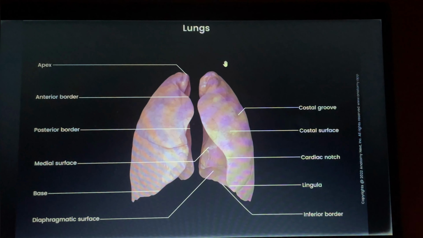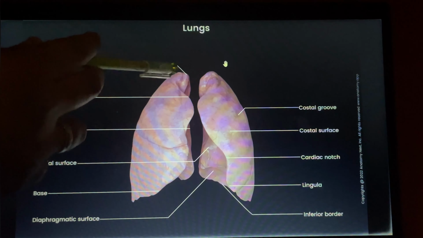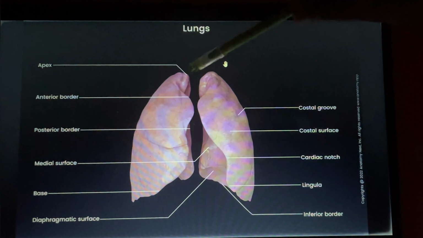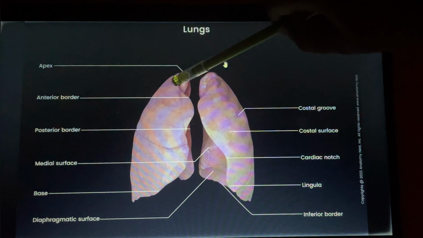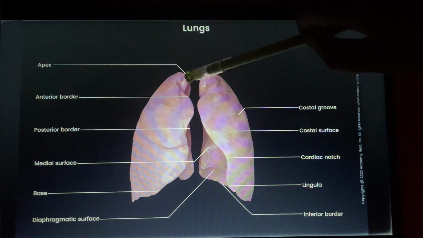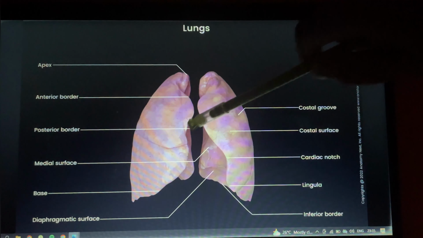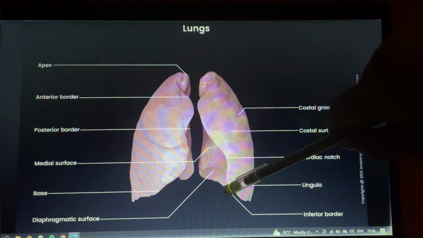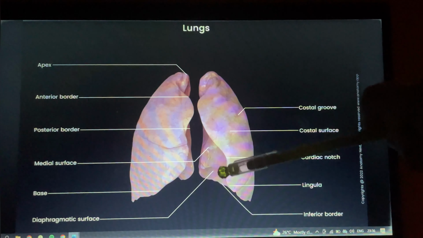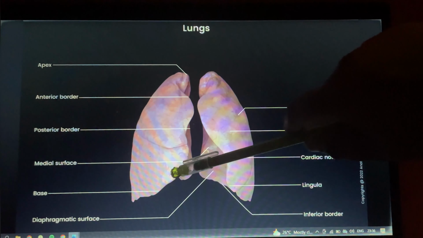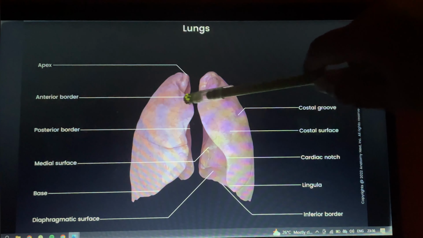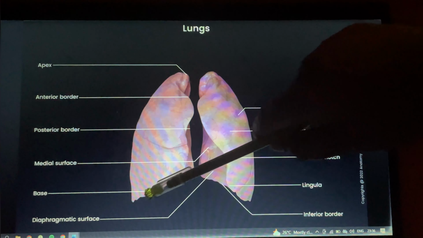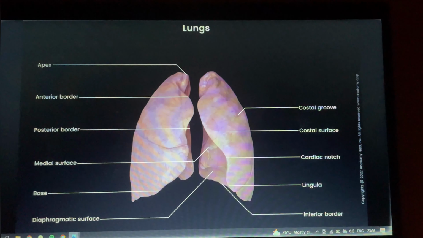So let's start to discuss the lungs. The first one is the apex of the lungs. The apex is present on the upper end of the lungs. This is the right lung and this is the left lung, and these two have their own apex. Next is the base, which is present above the diaphragm, and it has three borders: the anterior border, the posterior border, and the inferior border, here the inferior border of both lungs. Okay, so it has three borders.